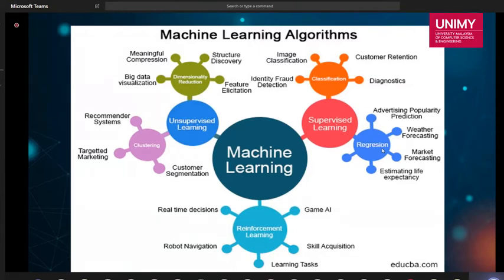If you look at machine learning, they have unsupervised, supervised, regression, and clustering. Each segment has algorithms assigned to it. For example, unsupervised learning has clustering, recommender systems, target marketing, and customer segmentation. And supervised learning has regression. If I talk about it all, it will take time. But every machine learning area is extendable on the algorithm side, and they have a lot of cases identified. On top of that is classification: if you use the classification method, you can do image classification and identify fraud detection.